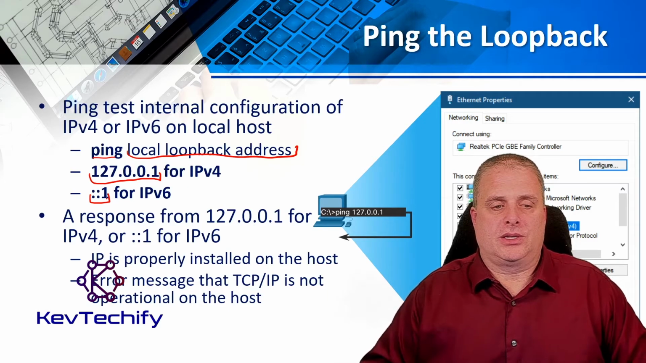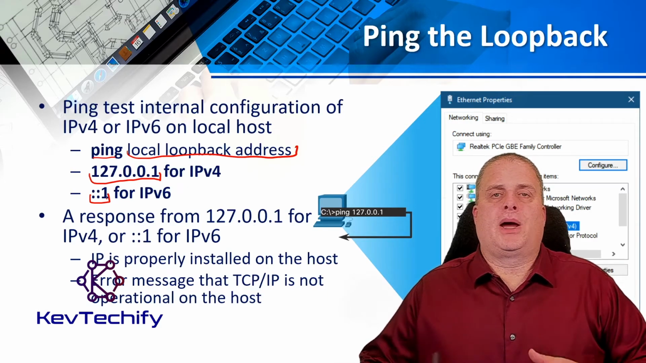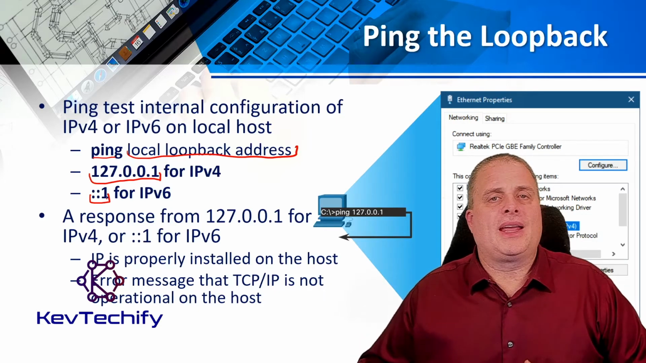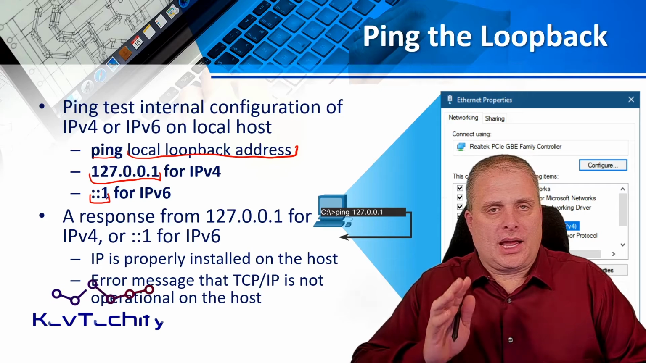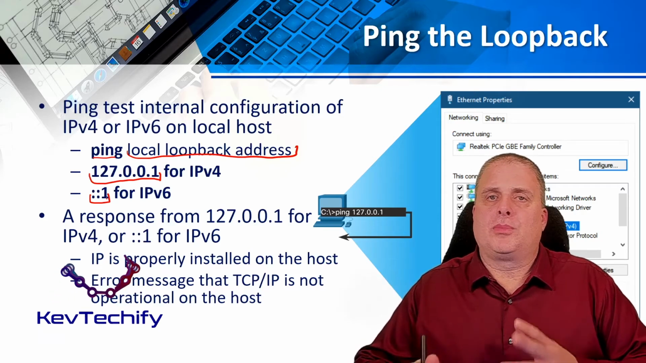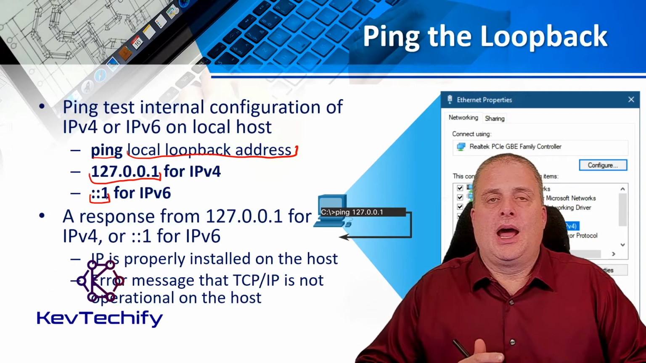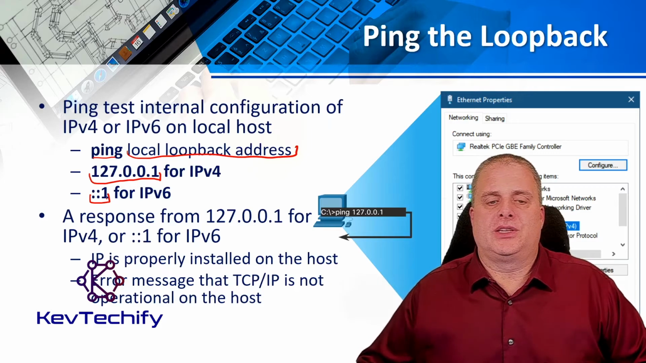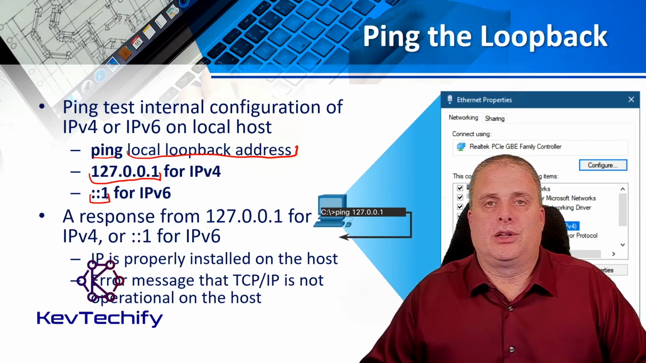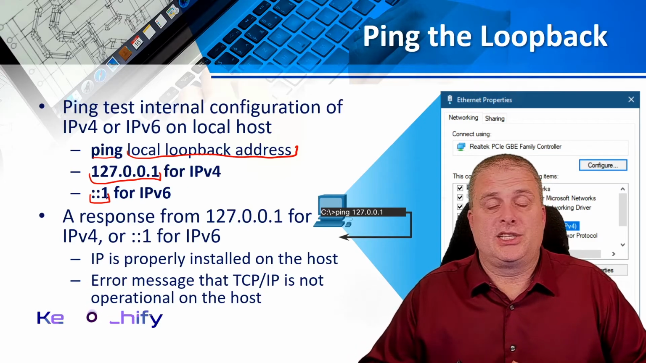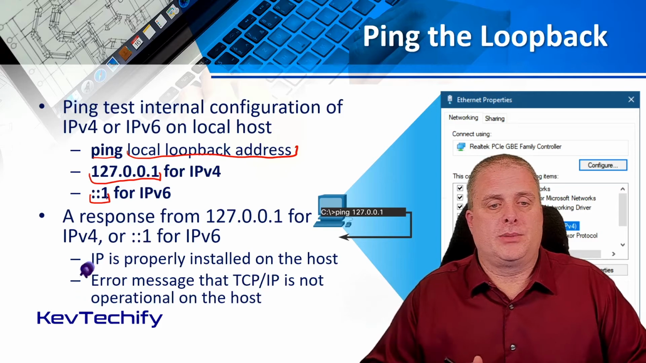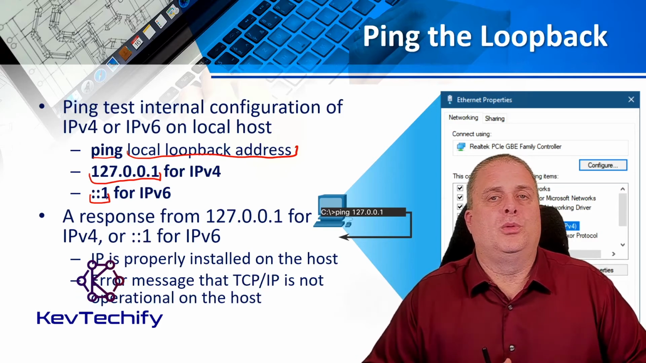my own IP address. When you get a response back from pinging your loopback address, it's saying that IP is properly installed, that the IP protocol is properly installed on the device you're working on. Otherwise, you're going to get an error message that says TCP is not operational on the host. A lot of times, a reboot of the computer will fix the issue. So that's one of my first steps in fixing if I can't ping my loopback.